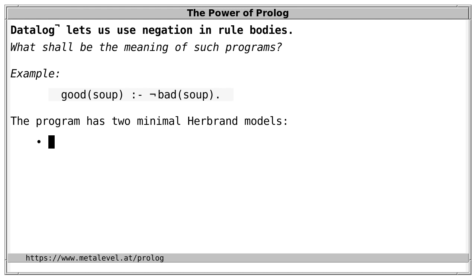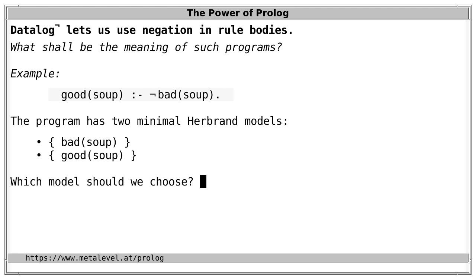Because let's consider the cases. In every model, bad of soup must either hold or not. So suppose it holds. Then if soup is bad, we can interpret good of soup as false and obtain a minimal model. So soup is bad is a minimal model of the program. And second, suppose bad of soup is not the case. Then for the implication to hold, good of soup must be true. And so soup is good is also a minimal model of the program. So we now have a program with two minimal models, and which should we choose?